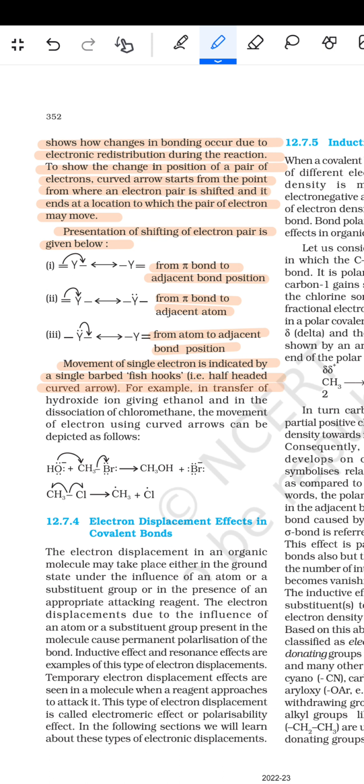for example in the transfer of the hydroxide ion giving ethanol, and in the dissociation of chloromethane, the movement of the electron using the curved arrow can be depicted as follows.